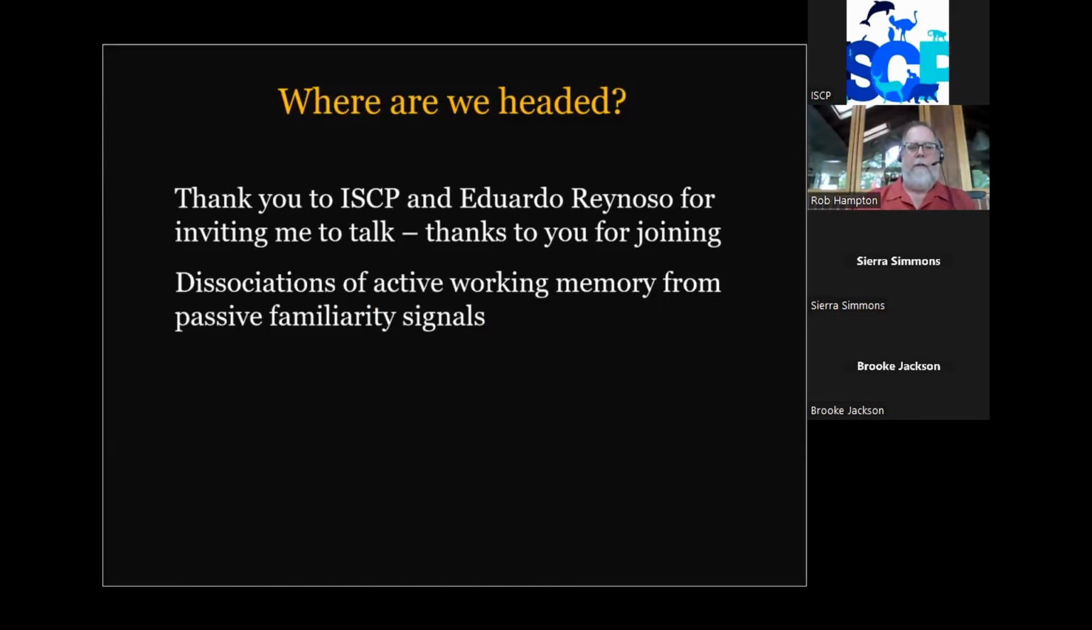And we're going to start out by talking about a dissociation, or several ways of dissociating active working memory from passive familiarity signals in rhesus monkeys. That's work we've been doing for a decade or so in my lab.